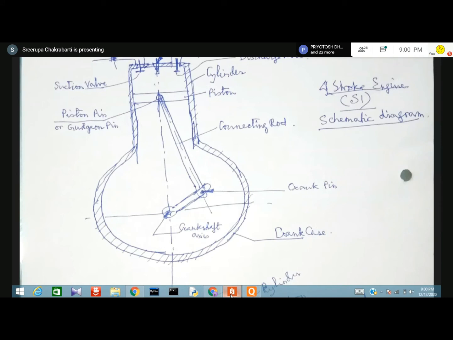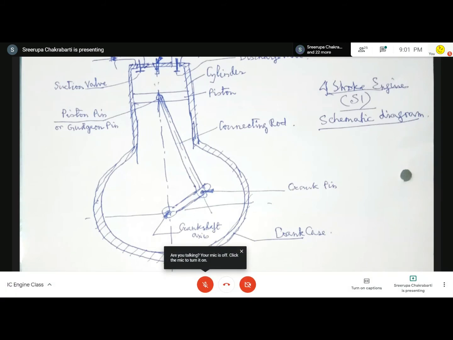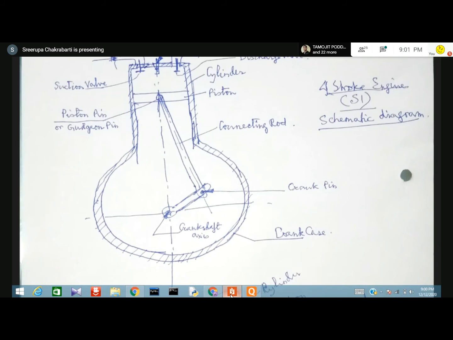I will repeat. There are 2 varieties of engine. One is 2-stroke engine, another is 4-stroke engine. And 1 stroke is one travel, one journey from one top dead center to bottom dead center. That movement of the piston is 1 stroke. So those engines where 4 journeys, 4 travels, 4 strokes of the piston are required in order to complete one cycle, those engines are called 4-stroke engines.